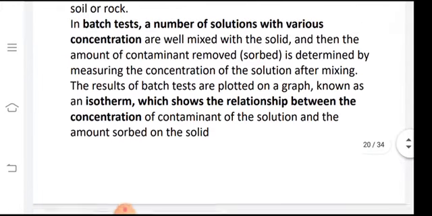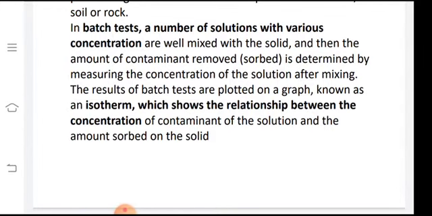Now that was all about the behavior and characteristics of the NAPLs. That's a very important thing, because in most of our contaminated sites, the main contaminant or solute is NAPL.